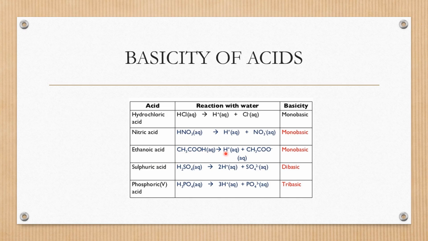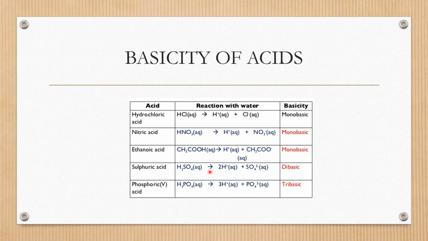And then ethanoic acid or acetic acid dissociates into H plus and CH3COO minus. Only one H plus is present and we have to add only one OH minus ion to neutralize it. That is the neutralization reaction. So it is monobasic.